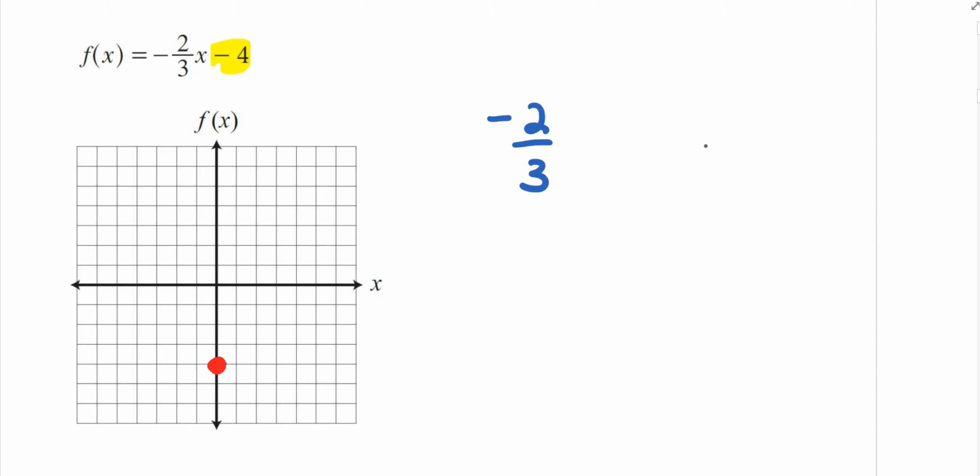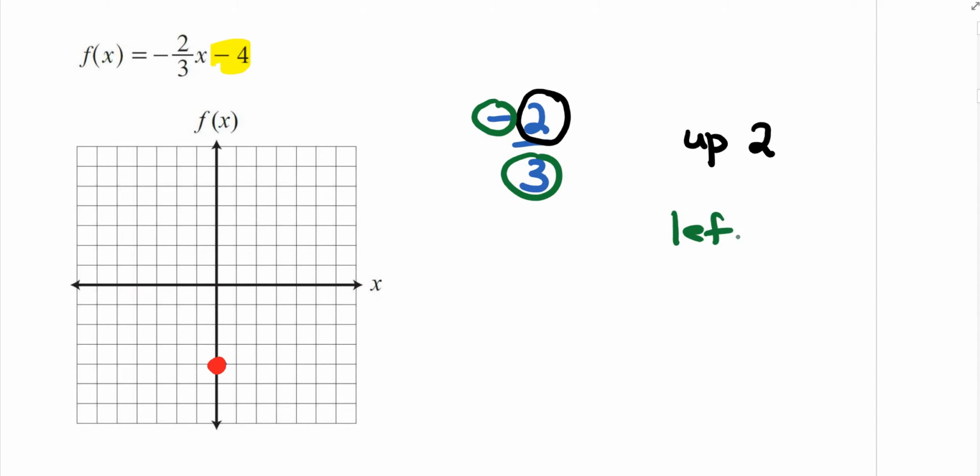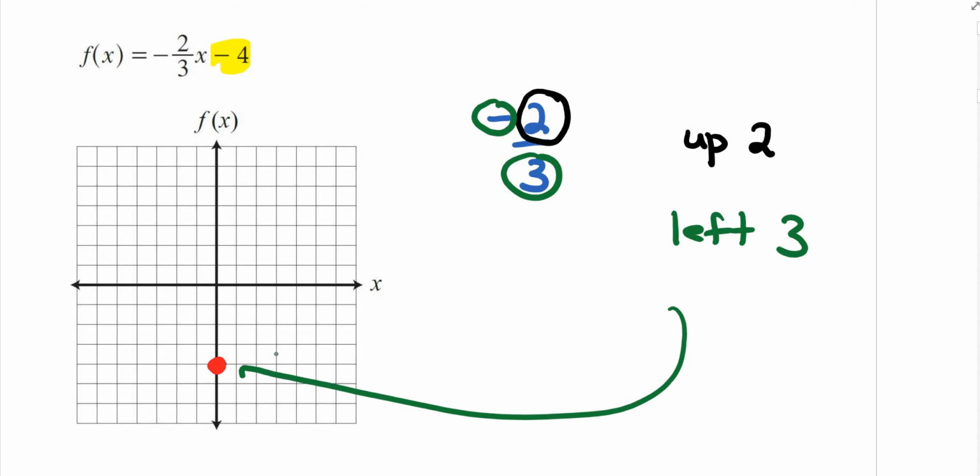So what this really means is you go up. I always go up first. So I go up 2. And then because of this minus sign and that 3, that means I go left 3. So up 2 and left 3 from this starting point. If I go up 2 and left 3, then I would be over 1, 2, 3 at this point right there.